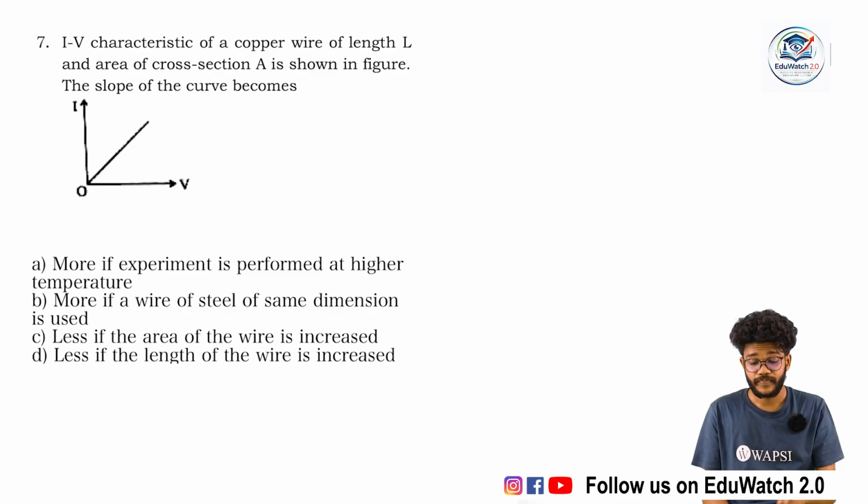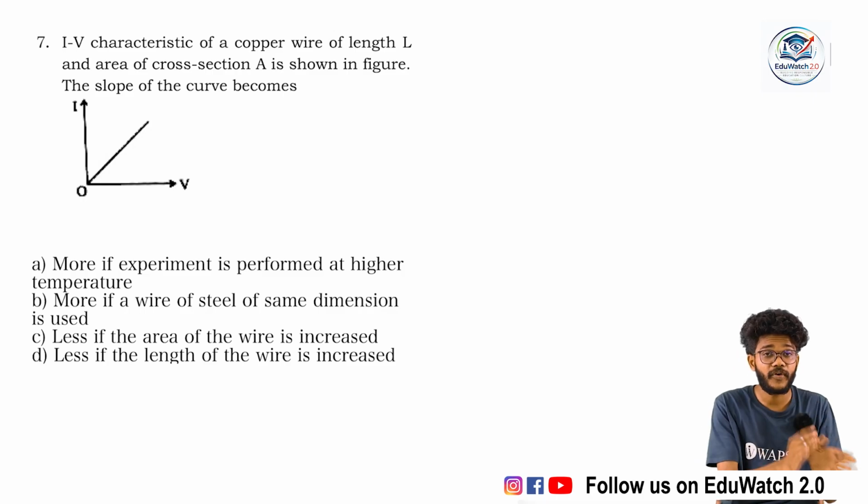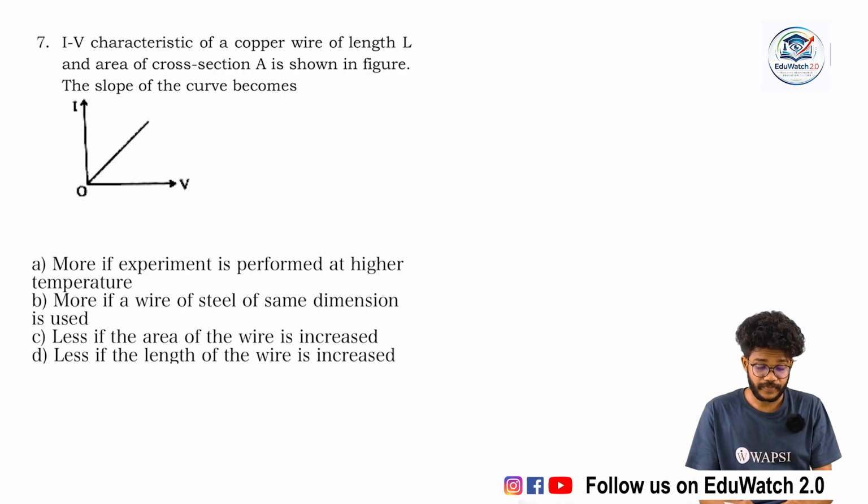Options are: A, more, that means increasing, if the experiment is performed at high temperature, that means when we increase the temperature it will increase. Option B, more if a wire of steel of the same dimension is used, which is focused on the type of material. Option C is less if the area of the wire is increased. Option D, less if the length of the wire is increased.